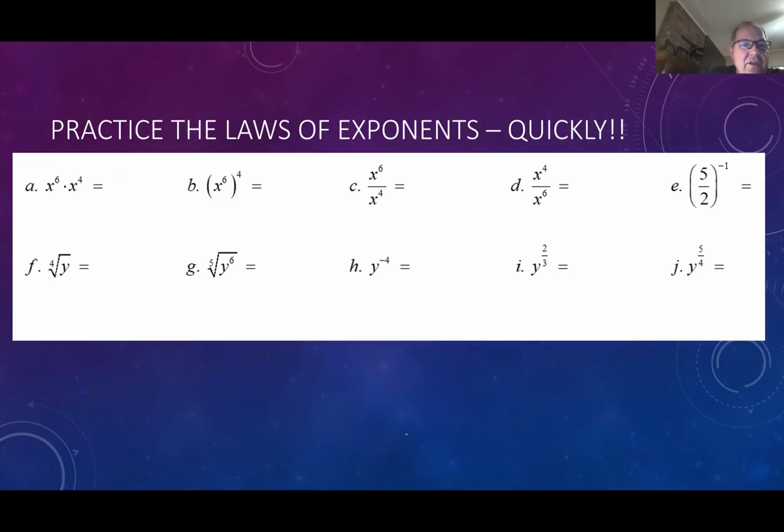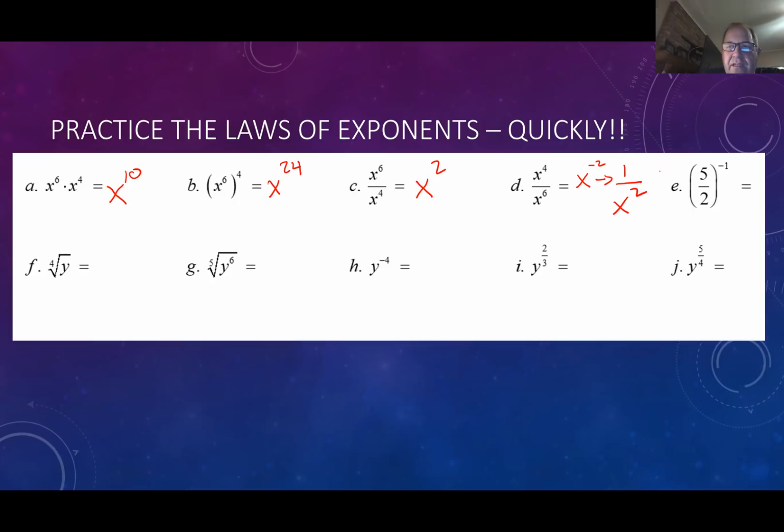So let's see what it is. This one you should have as x to the 10th, because remember, whenever you're multiplying, you add the powers. This should have been x to the 24th, because a power raised to a power means you multiply. And this should be x to the second, because whenever we're dividing, should subtract the powers. Letter D would be x to the -2, which would then simplify to be 1 over x squared, right? Take that negative power, place it in the denominator.